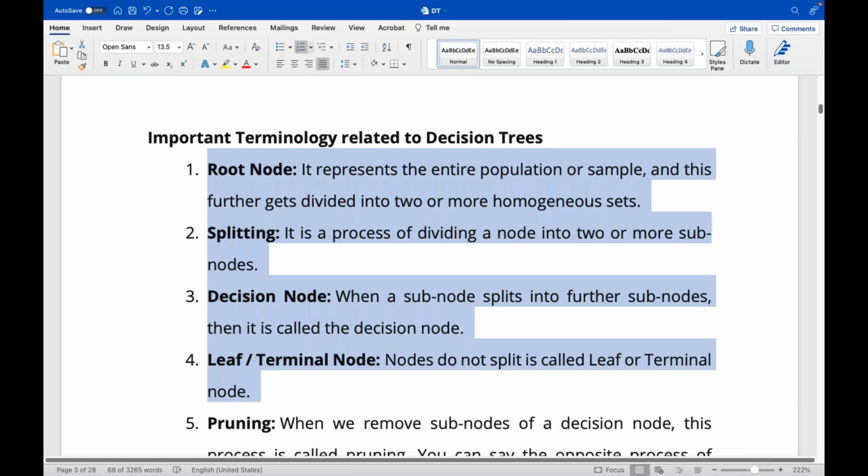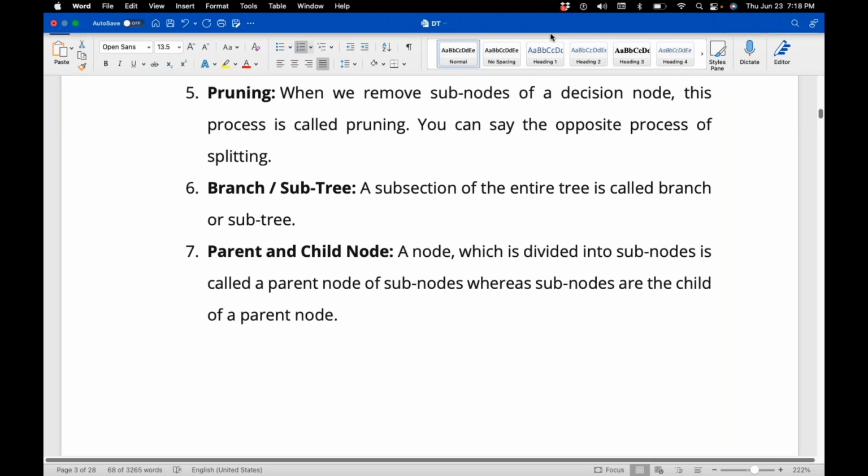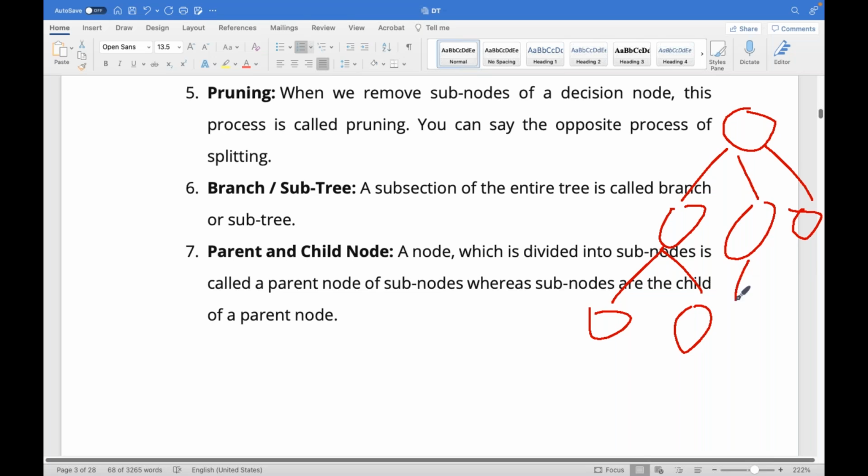So now let's go for understanding a few more terminologies. For example, you already split your entire data set into different nodes as a tree. So here pruning is the technique. It can help you to remove the unwanted nodes. Pruning, when you remove the subnode of a decision node, this process is called pruning. You can say it is the opposite of splitting. Splitting means you're trying to split into another node, right?